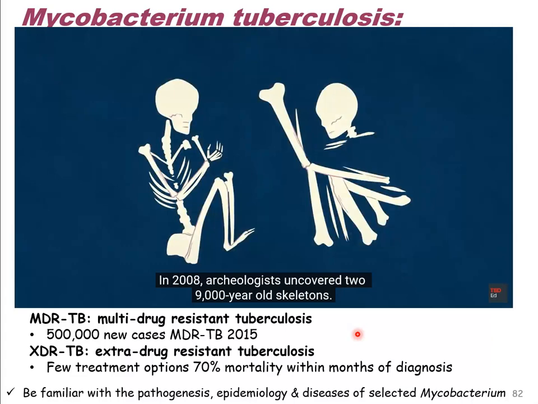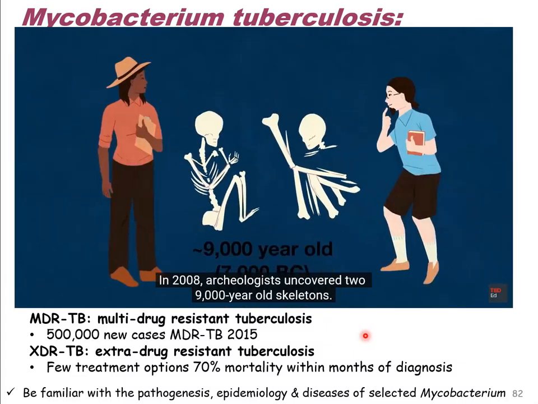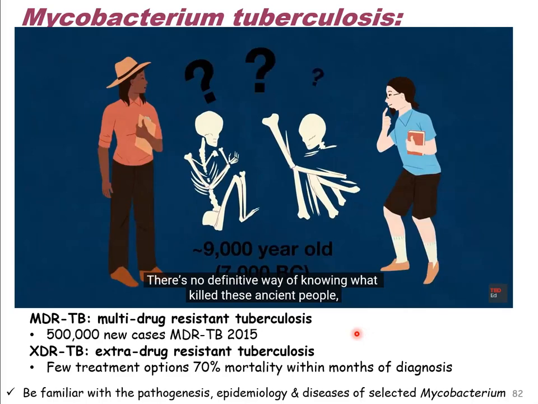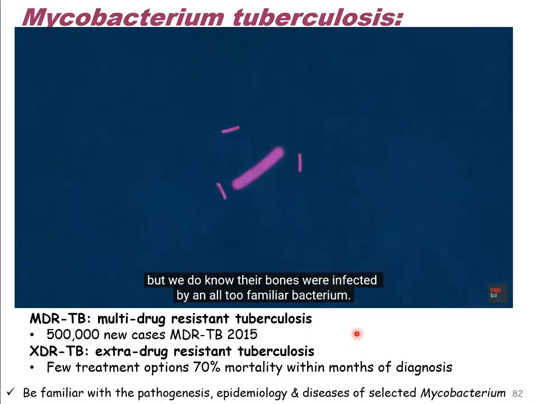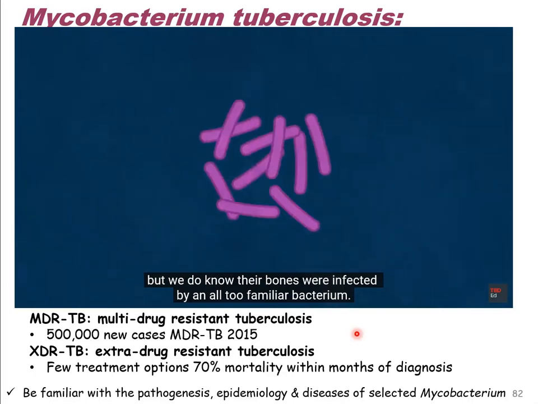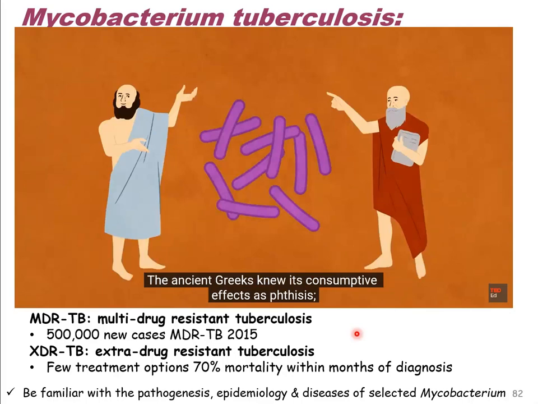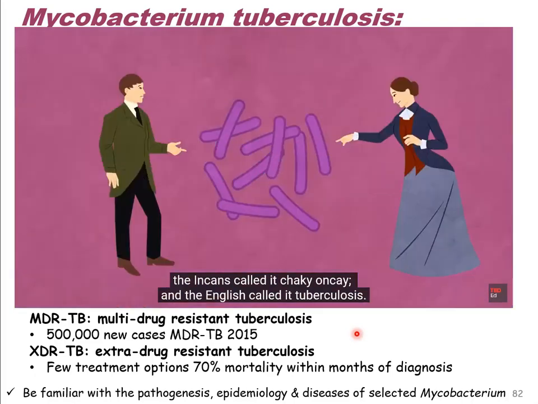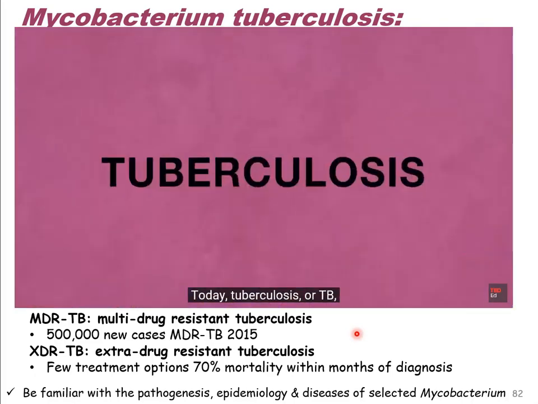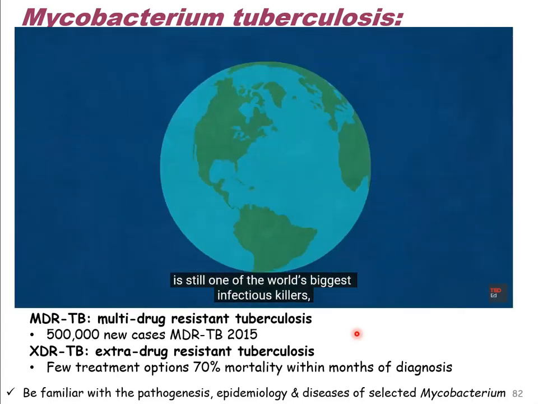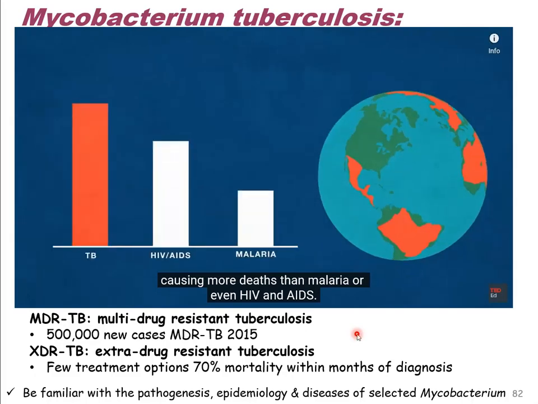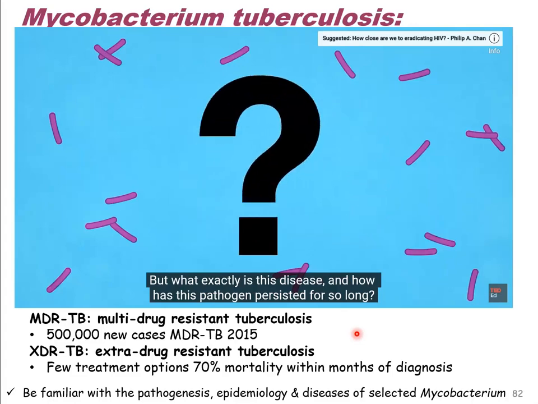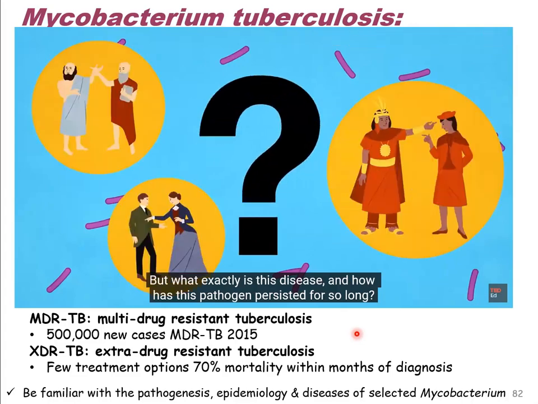In 2008, archaeologists uncovered 2 9,000-year-old skeletons. There's no definitive way of knowing what killed these ancient people, but we do know their bones were infected by an all-too-familiar bacterium. The ancient Greeks knew its consumptive effects as phthisis. The Incans called it chaki-onke, and the English called it tuberculosis. Today, tuberculosis, or TB, is still one of the world's biggest infectious killers, causing more deaths than malaria or even HIV and AIDS. But what exactly is this disease, and how has this pathogen persisted for so long?